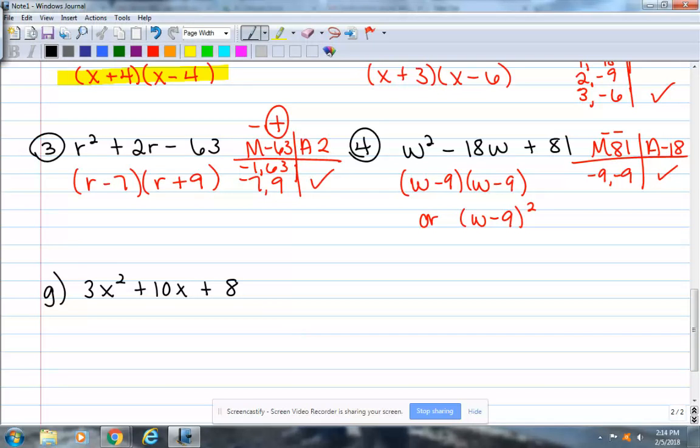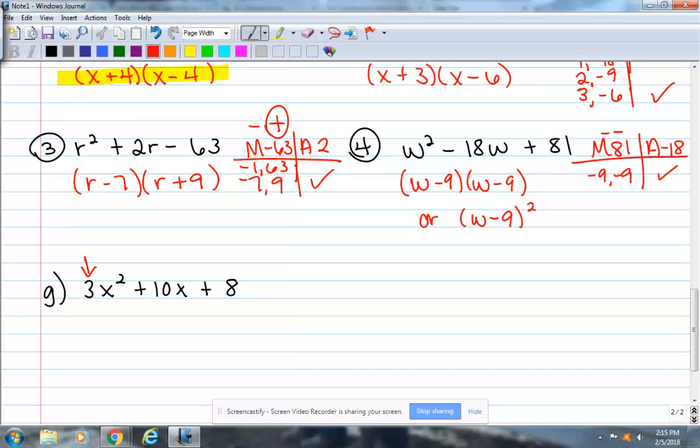Now these are trinomials again. The GCF is 1 again. However, these are different because the leading term is not a 1. There's something in front of x squared. So I told you when there's 3 terms, you've got to check to see if it's the long way or the short way. Well, this is going to be the long way. If you have a number in front of the x squared that is not a 1, then you've got to do it the long way.